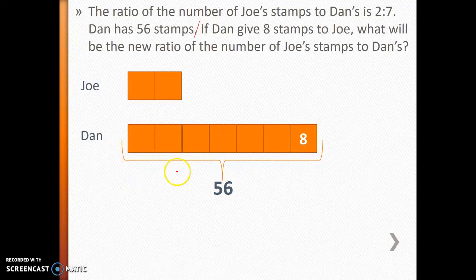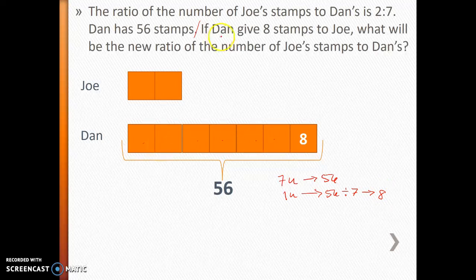Dan has 56 stamps. So if we solve using the unitary method for that 56 stamps, 1, 2, 3, 4, 5, 6, 7 units equals 56. So 1 unit's going to equal 8, and that's why I have an 8 marked on that bar model right there. So 56 divided by 7 equals 8. Okay, so each of these units is worth 8.